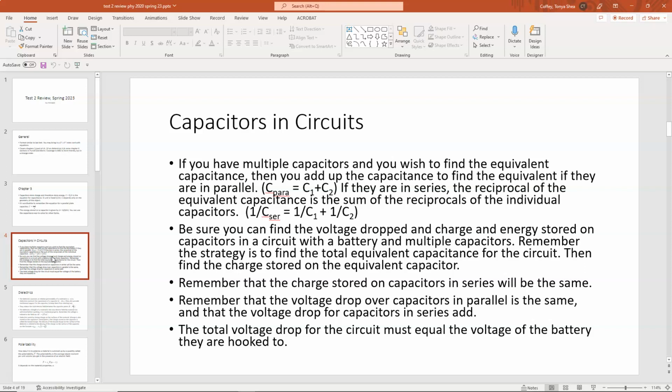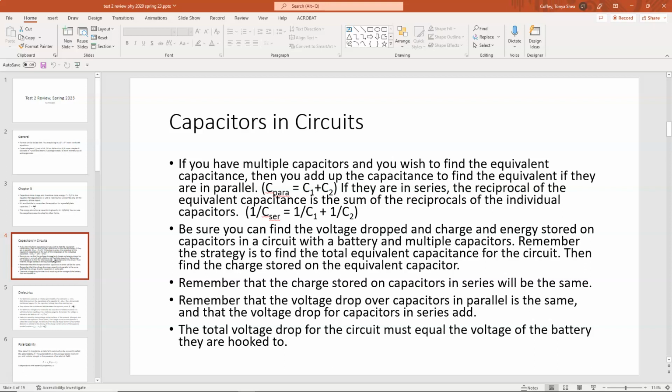Remember that we had some problems in homework and in class where, if you had multiple capacitors hooked up to a battery, for example, we solved for what the voltage was, what the charge stored was, and what the energy stored in each one of the capacitors was. To do that, remember that if you have a whole bunch of capacitors in series, the charge stored on those capacitors will be the same. The voltage drop over capacitors that are in parallel is going to be the same. And the voltage drop for capacitors in series adds.